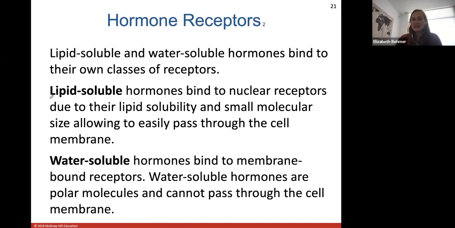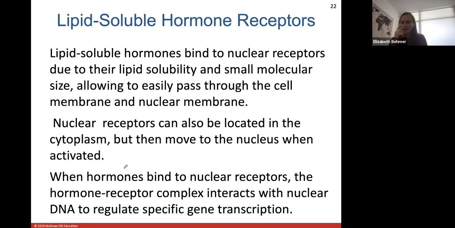If we have a lipid-soluble hormone, which we talked about, they can bind to nuclear receptors due to their lipid solubility and small molecular size. They can easily pass through the cell membrane because remember, your cell membrane is made of lipids. But water-soluble hormones will bind to a receptor on the plasma membrane. They are polar and they will not dissolve through the lipid membrane. So they will never pass through the cell membrane.